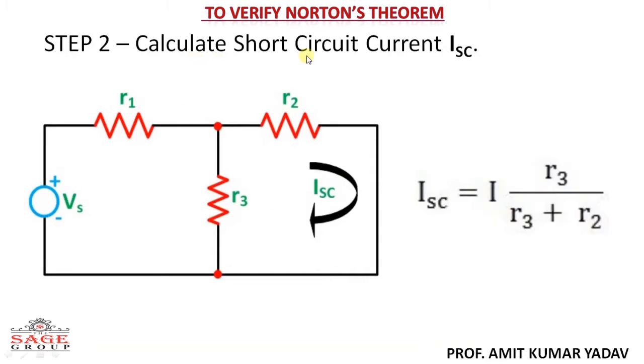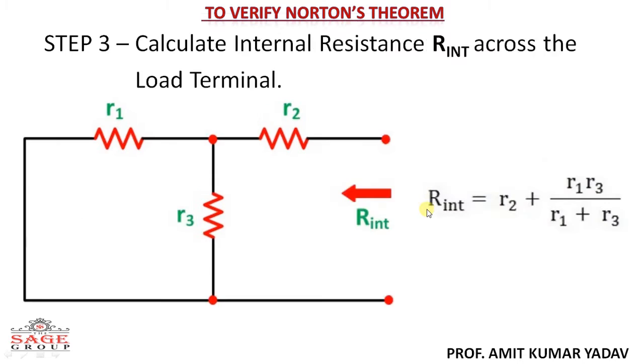What is the process of calculating short circuit current? First, you remove the load resistance and short circuit its terminal. After that, calculate the current flowing through this terminal. Here it is denoted as ISC, which means short circuit current. Now you can use any formula for calculating this ISC, but I have used the current division rule. Okay, now in the next step we will calculate the internal resistance.